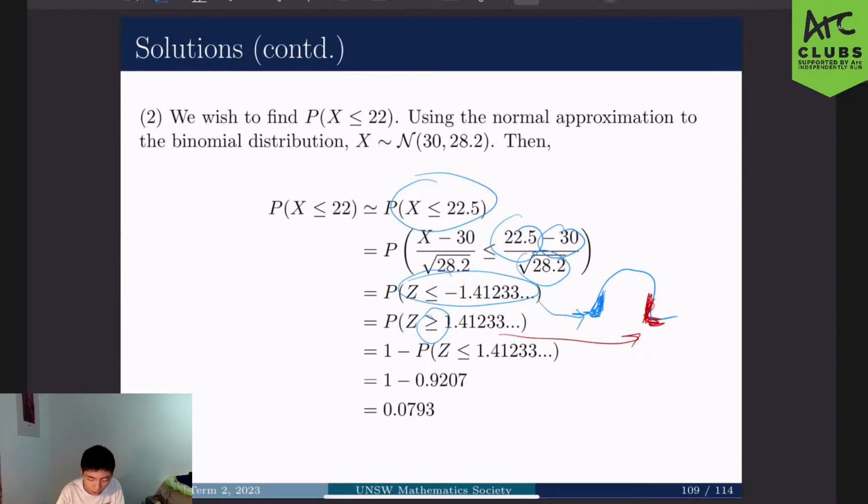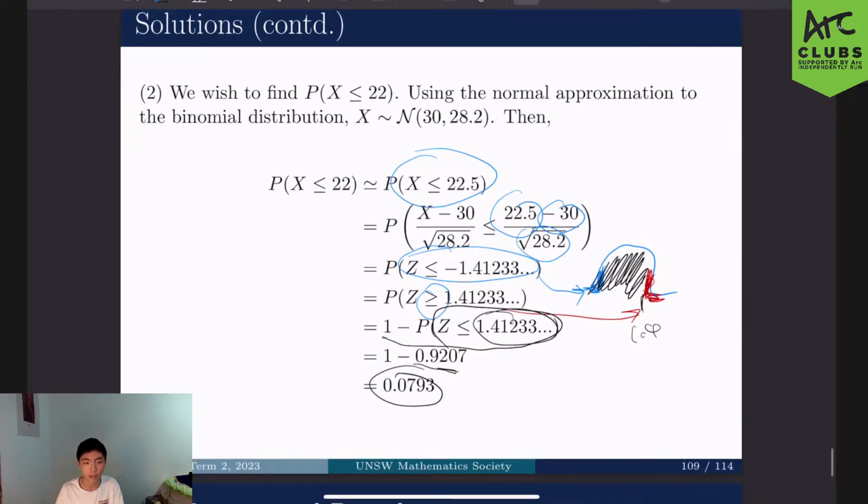This red area is exactly the same as 1 minus all of the area up until that value of 1.4. So that means that we can do 1 minus P of this. After our manipulation, we can go to our table, find this is 0.9207 for the z-score, for the probability at that z-score, and then we find that our probability is 0.0793, or around 8%.